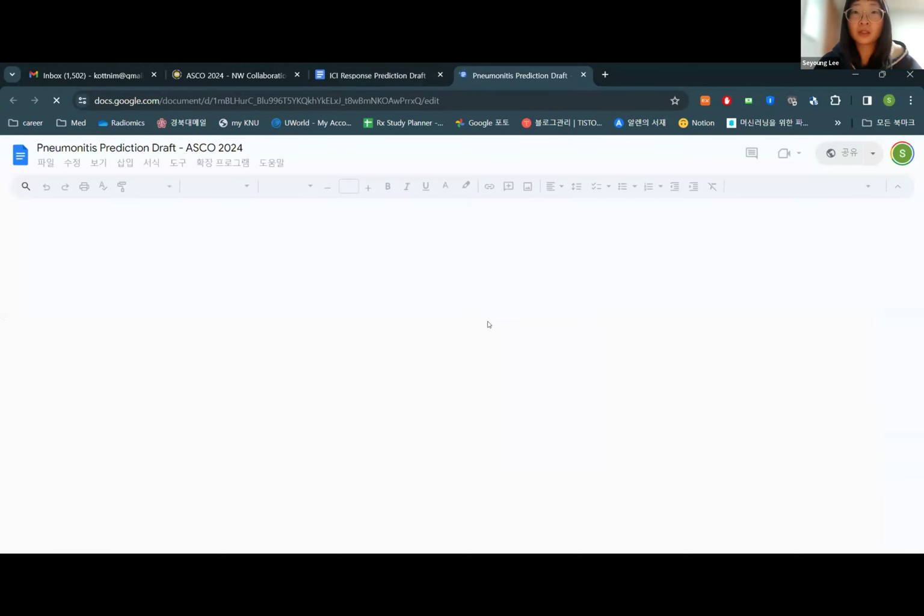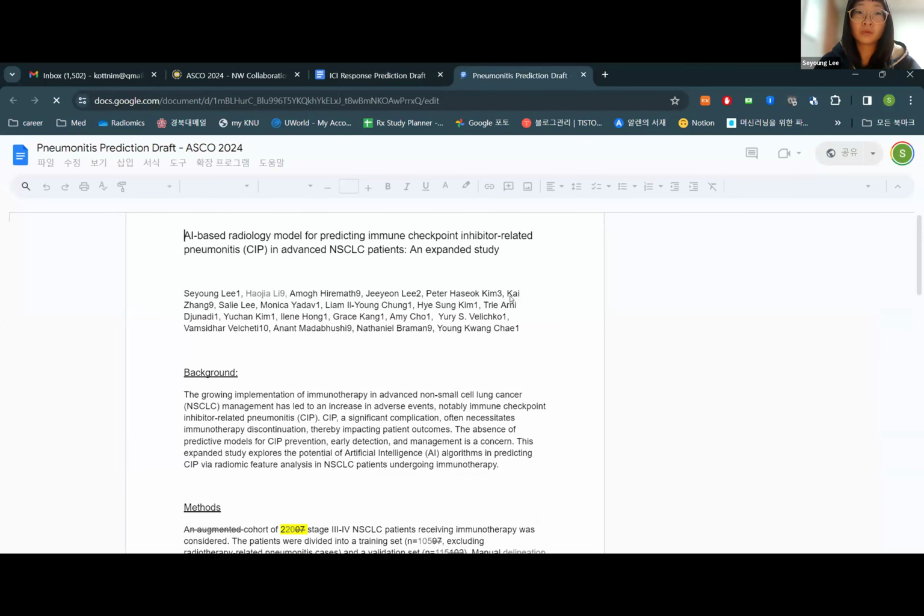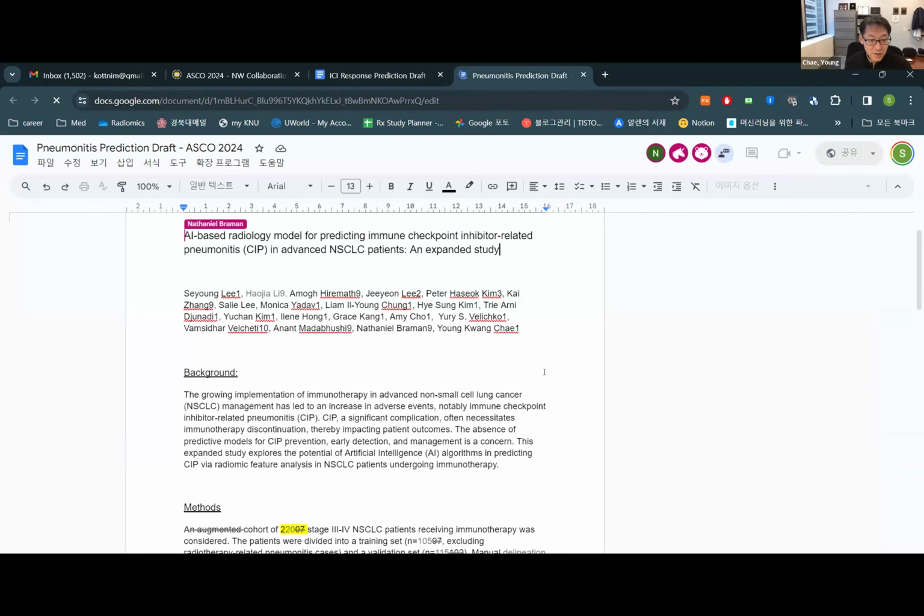And so this one's the second one, the pneumonitis prediction draft. This one's also, I guess, an upgraded version of the one from AACR. This is the title: AI-based radiology model for predicting immune checkpoint inhibitor-related pneumonitis in advanced non-small cell lung cancer patients.